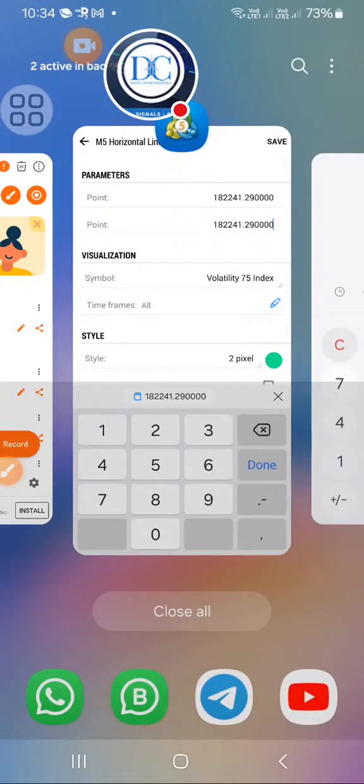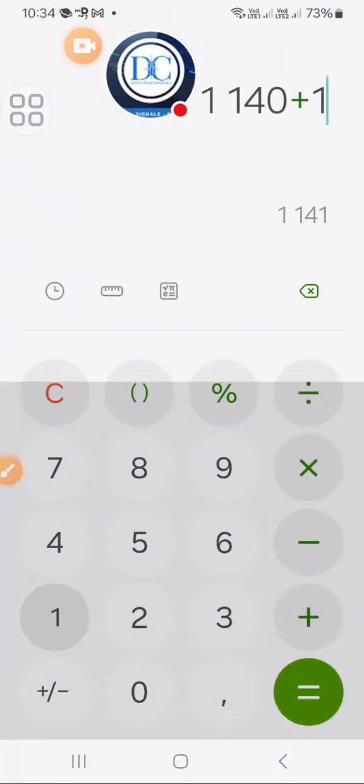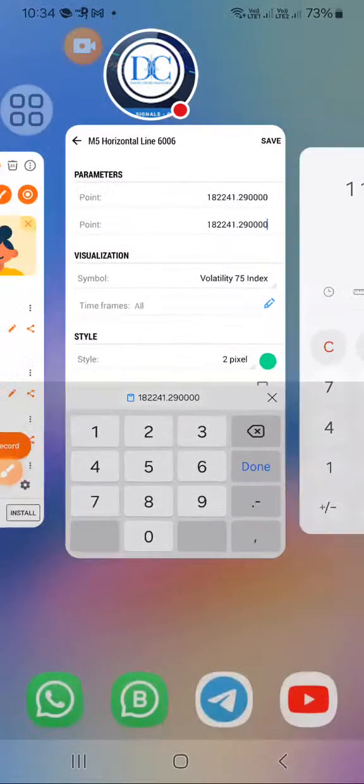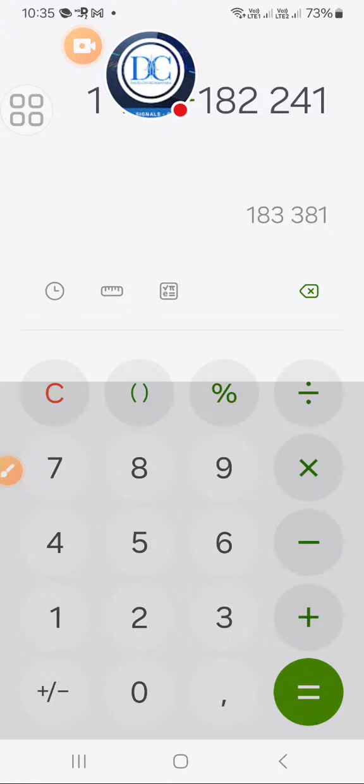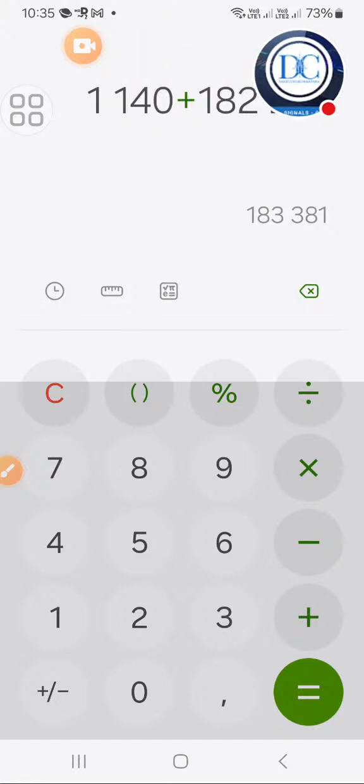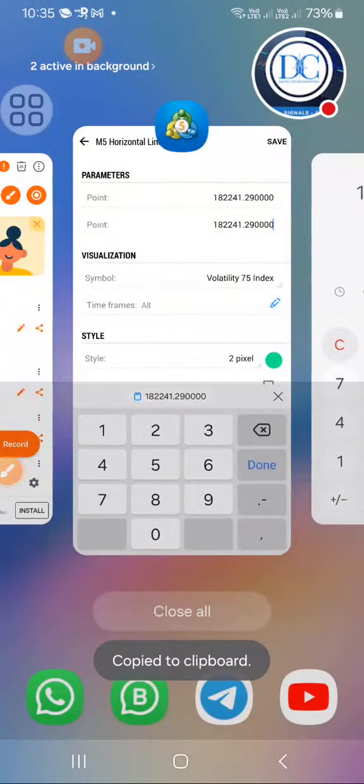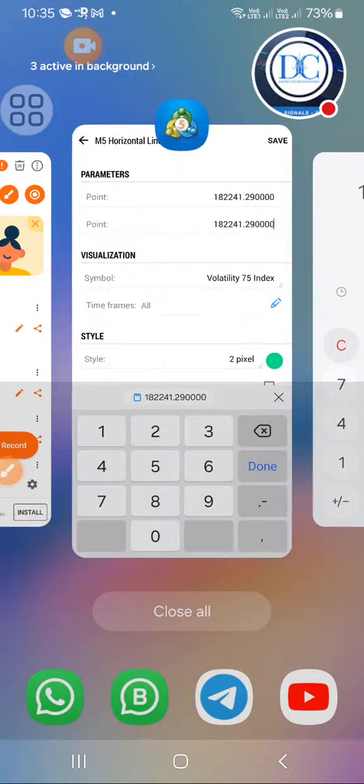It's 182241. Let me just check again. 182241. Let me use those values. So we're adding to it. This will be the way we're going to place our stop loss. Since we are selling, we need to add the value of the ATR times 2 to the current market price.